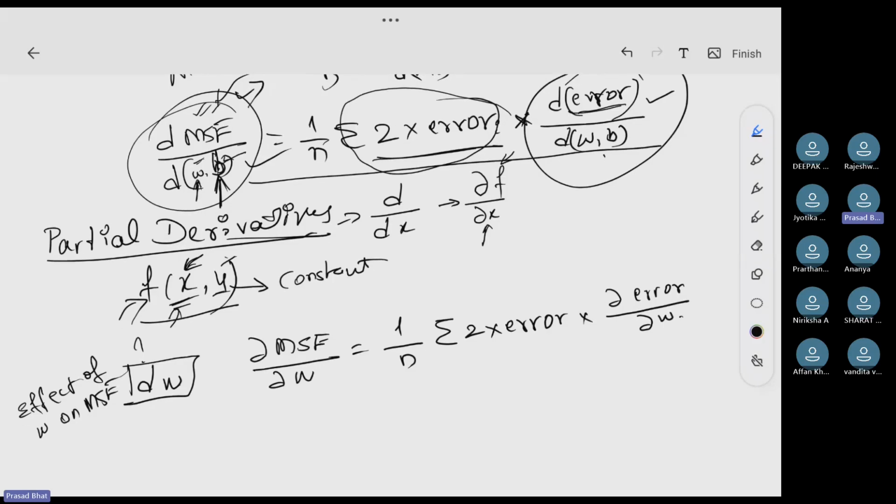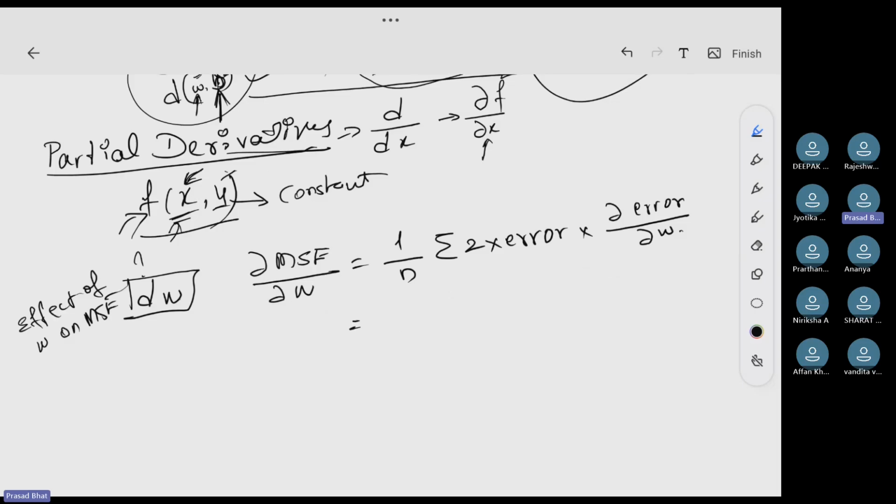That is what we are trying to assess. So if I simplify this and expand this error, what is the error function? This 2 comes here, and I can take it out as a constant value. So 2 by n sigma error of the ith term into, sorry, what is error? It is nothing but yi minus wxi minus b, right? It is differentiated with respect to ∂w.